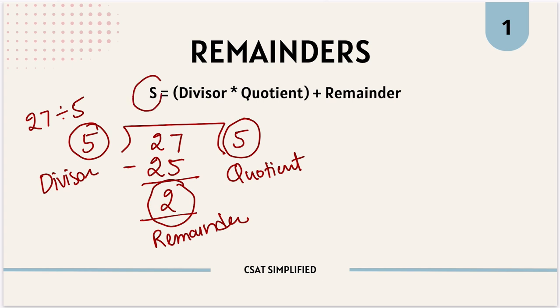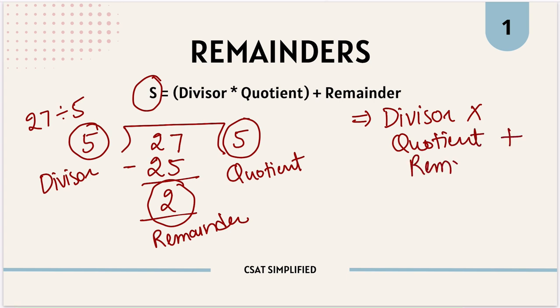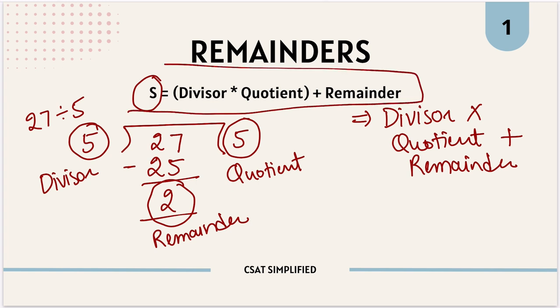Now, 27 is your original number. How can we represent 27? 27 can be represented by multiplying divisor by quotient and adding the remainder to it. I hope this is clear. Just remember this formula: divisor into quotient plus remainder, and you are going to get back the original number. This formula is going to be your best friend to solve remainder problems.